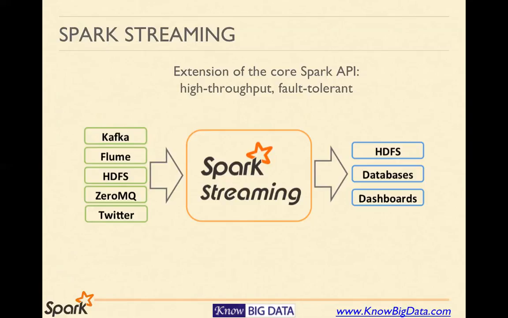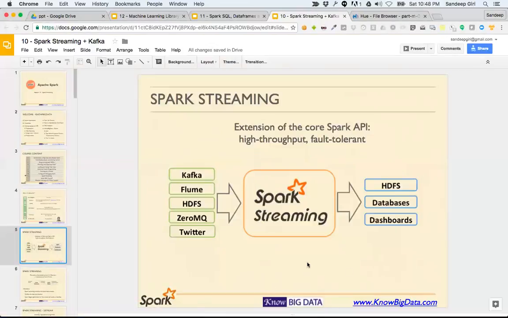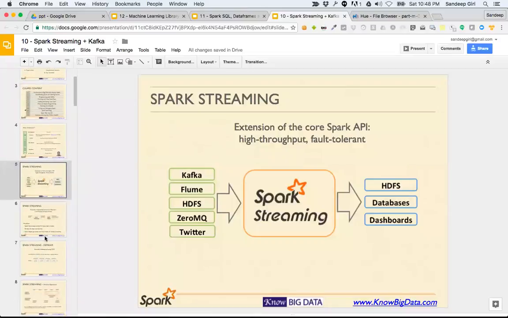Those kinds of data sources are Kafka, Flume, HDFS, ZeroMQ, or Twitter, or maybe a port on which some process is running. So there are many frameworks which allow you to do the processing of the data lying in the queue.